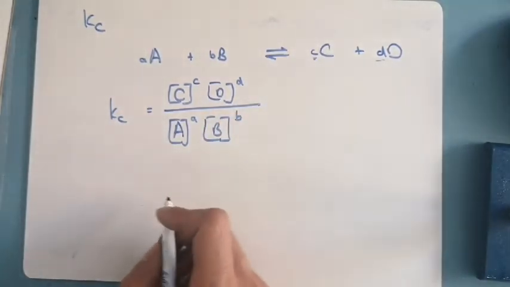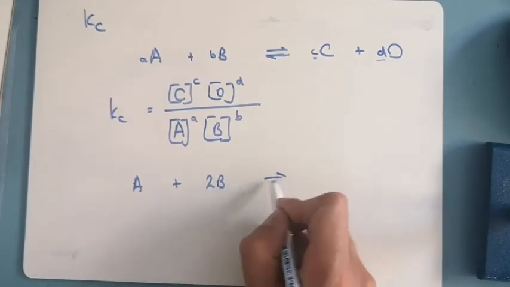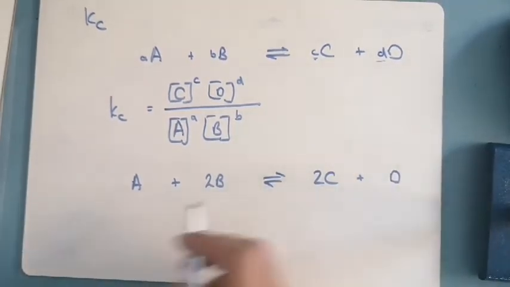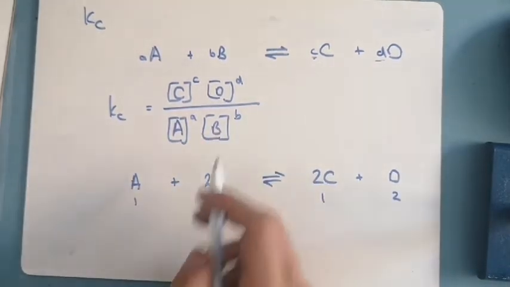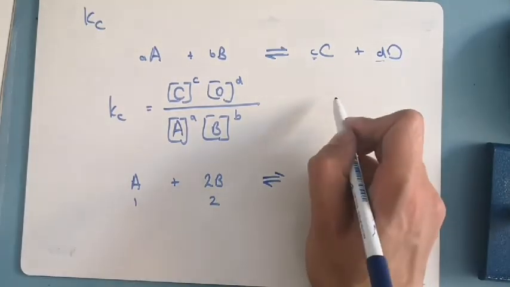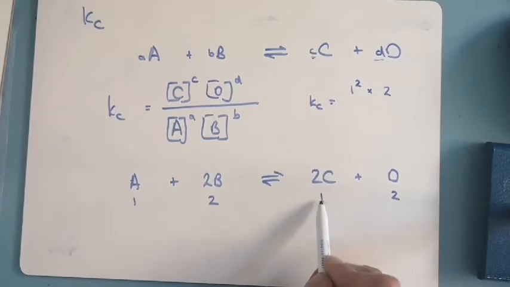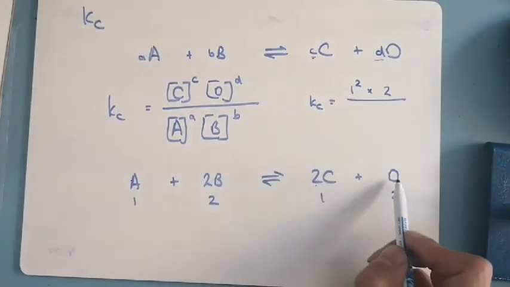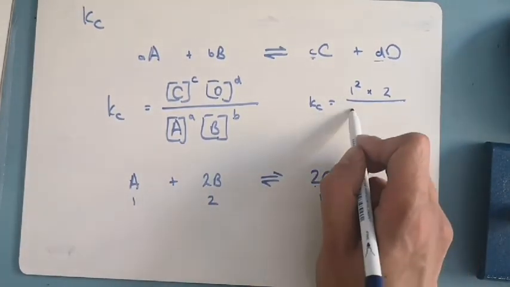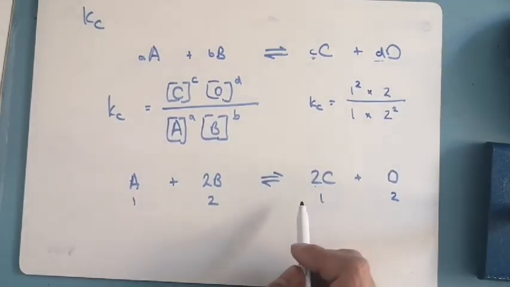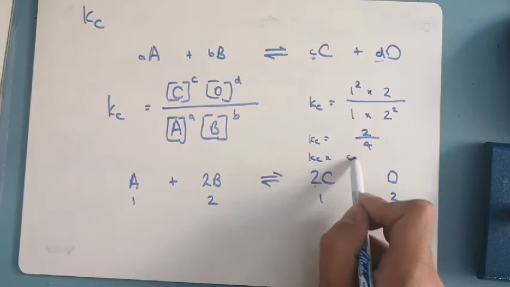Just to put this into a mock calculation, let's say we had A plus 2B goes to 2C plus D, and we had 1 mole of this, 2 moles of this, 1 mole of this, and 2 moles of this. Put this into our calculation. We'd have on the top Kc equal to 1 squared times 2, because we've got 1 to the power 2, as the balancing number in front is 2. D is just 2, because it's got a 1 in front, and so 2 to the power 1 is just 2. Below we'll then have 1 times 2 squared, which will give us a Kc equal to 2 over 4, or Kc equal to 0.5.